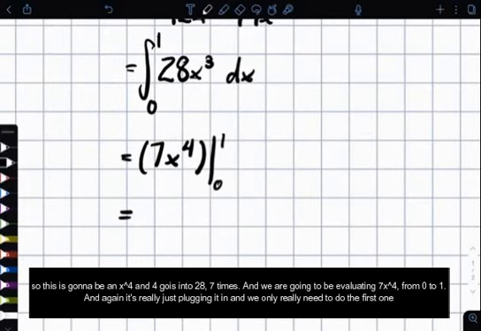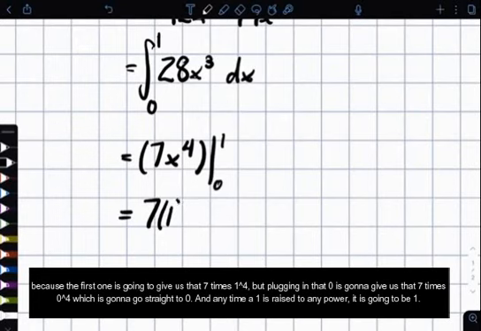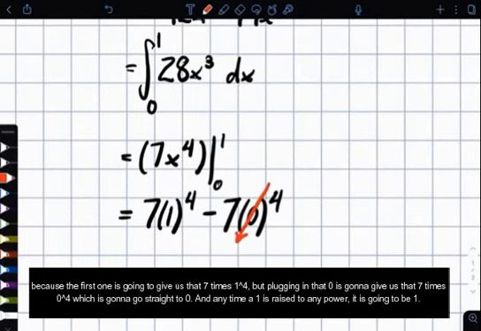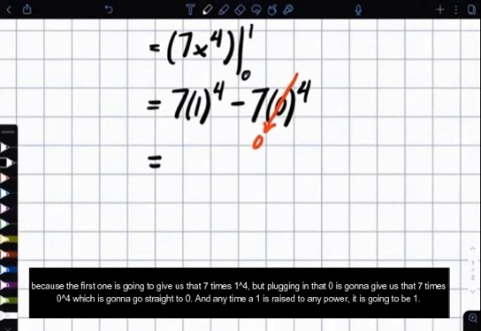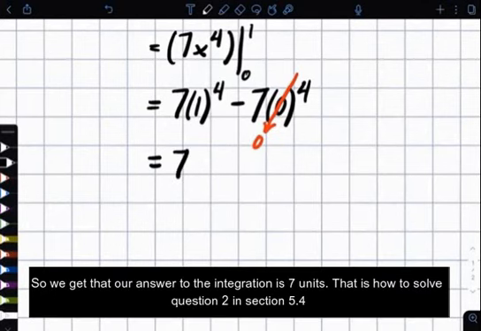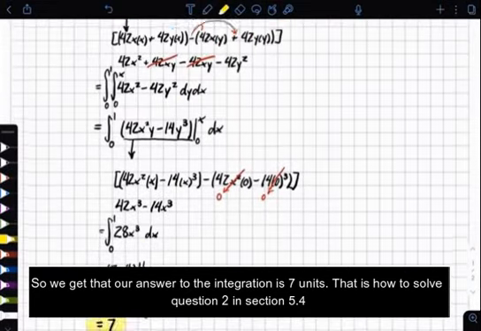Again, it's really just plugging it in. We only really need to do the first one, which gives 7 times 1 to the 4th. Plugging in 0, 7 times 0 to the 4th goes straight to 0. And any time 1 is raised to a power, it's 1. So our answer to the integration is 7.